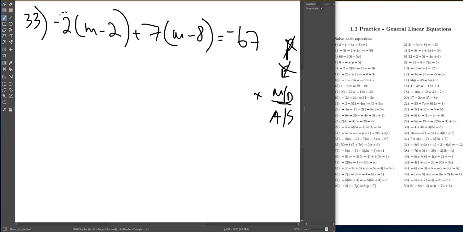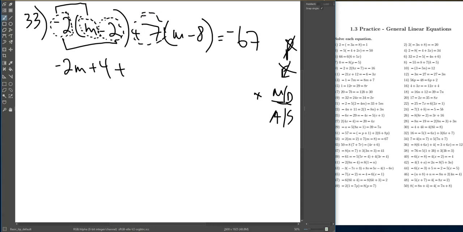So, minus 2, let's show you, we're going to take this whole bugger right here, and we're going to multiply it by this whole bugger here, and then we're going to take this whole bugger here. These are like our 3 terms. So, minus 2 multiplied by m, minus 2 multiplied by negative 2. So here we have minus 2m. Minus 2 times minus 2 equals plus 4. Plus, here we have plus 7, or just 7 times m equals 7m. Plus 7 times minus 8 equals minus 56 equals minus 67. Don't forget that one here, the minus 67. A lot of times people forget.